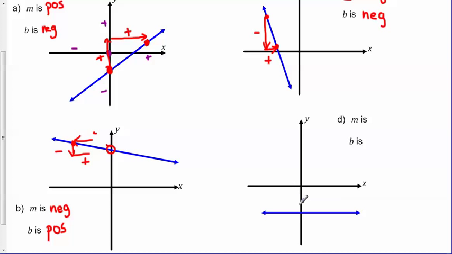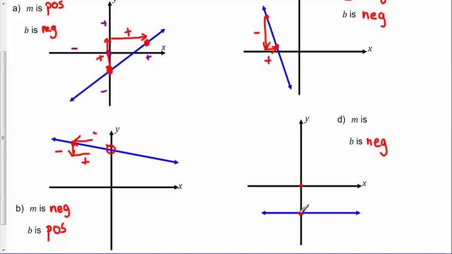Last one. Let's do our b value first because I think we're getting pretty good at that by now. We can see here's my origin, here's where the y-intercept is. That's down in the negative range, and so that must mean that my b value is negative because the y-intercept would have to be negative. And then what about the slope?